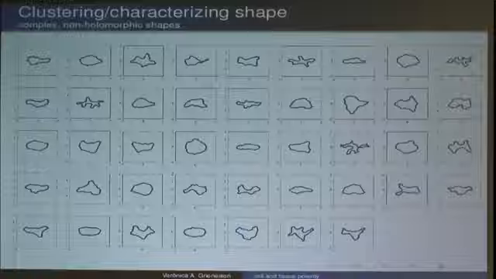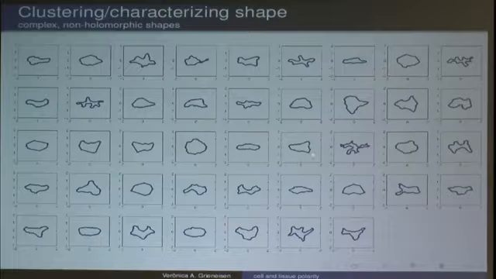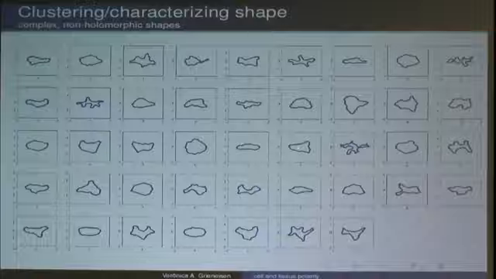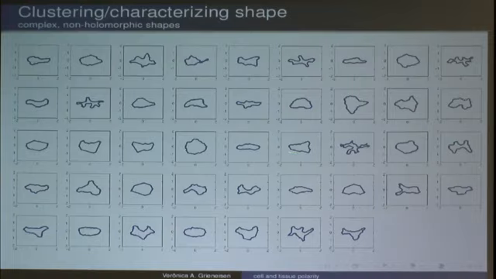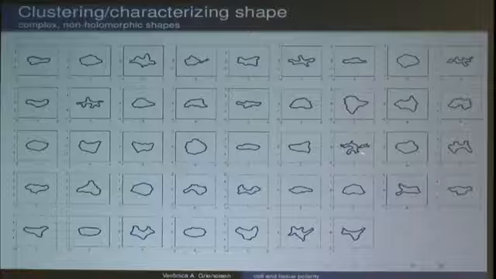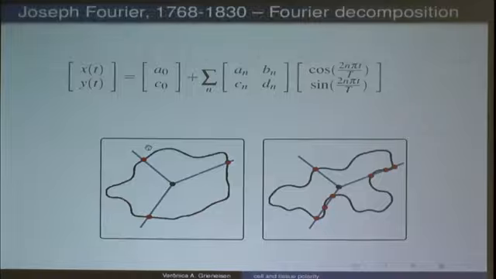Also notice that these are non-holomorphic shapes. So if I want to start describing the outline, I can't just take a point from the center of mass and look at the radius and the angle, because I wouldn't get a function for that. For example, here, for one radius, I would get different points, different intersections. So what we do is a Fourier analysis. That's how we begin.